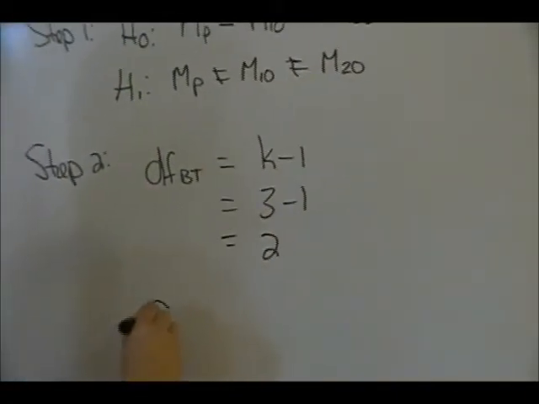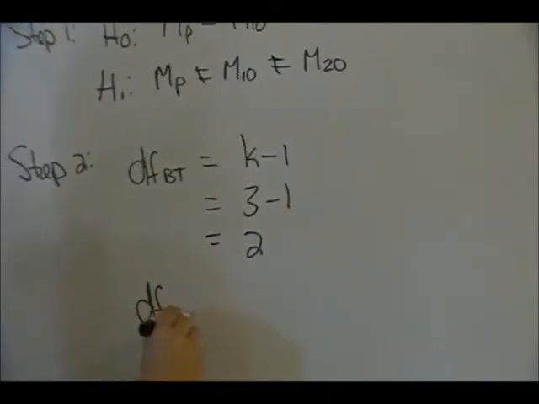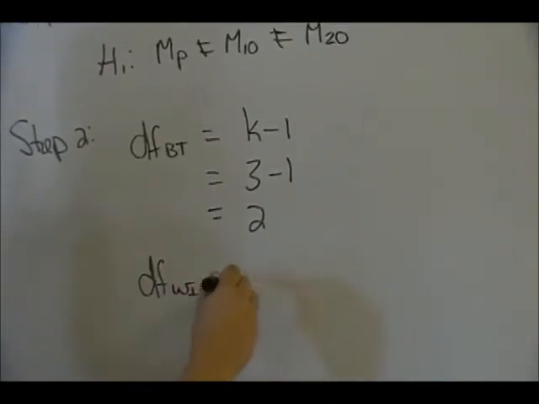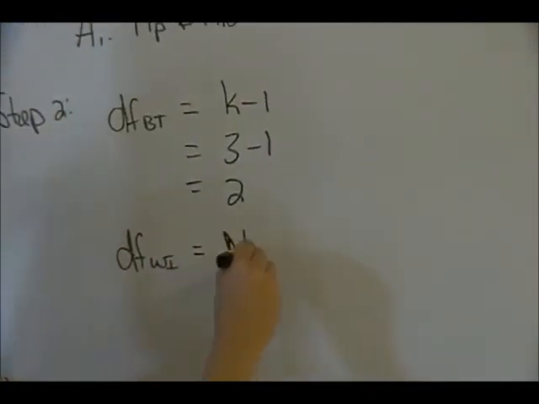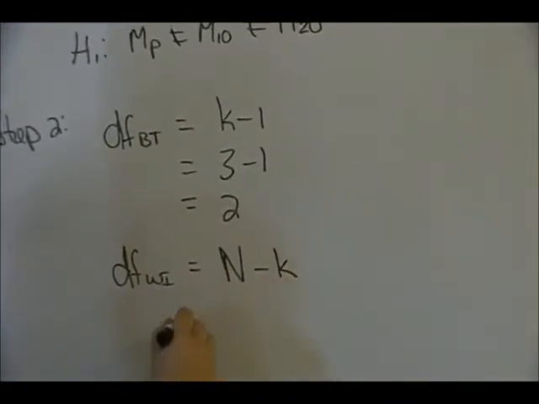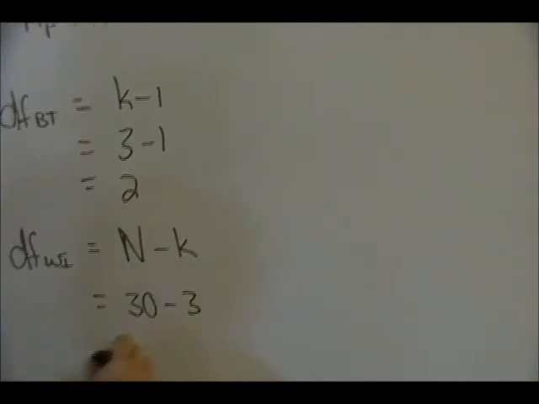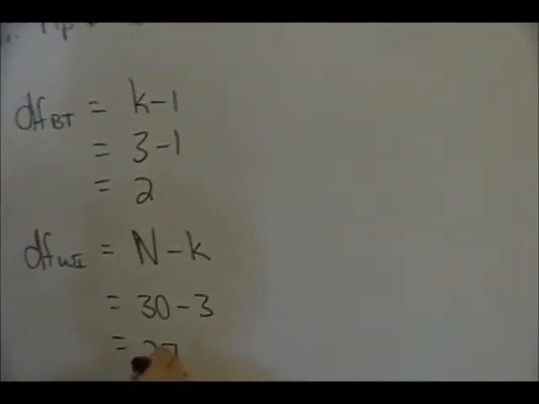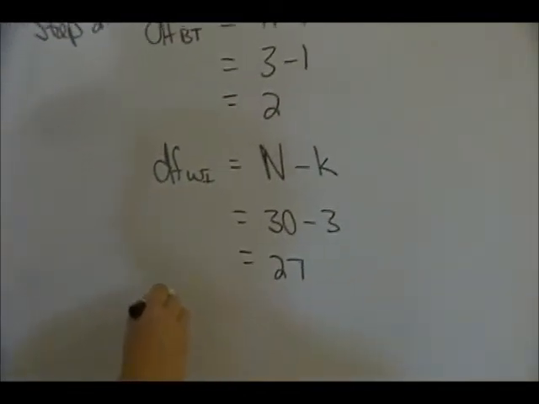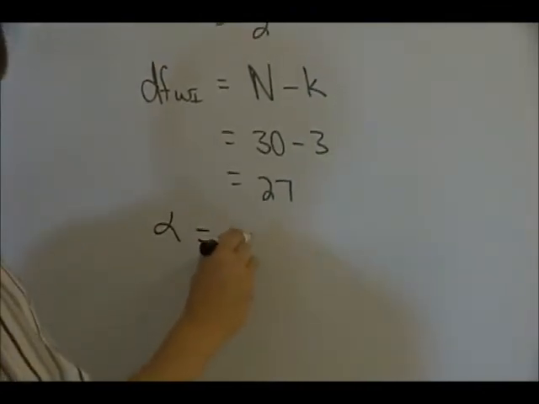Now we also have our degrees of freedom within. And that is going to be equal to N, big N, minus K. Our big N is 30 minus K, the number of groups. We have 27 degrees of freedom within. And the alpha was 0.05, okay?